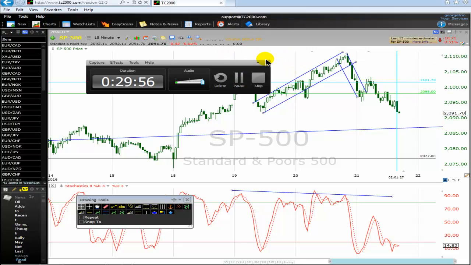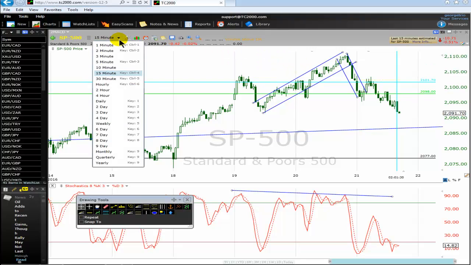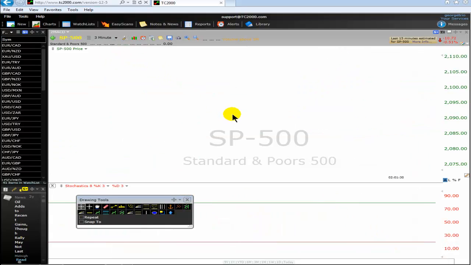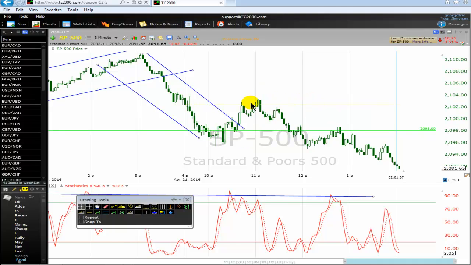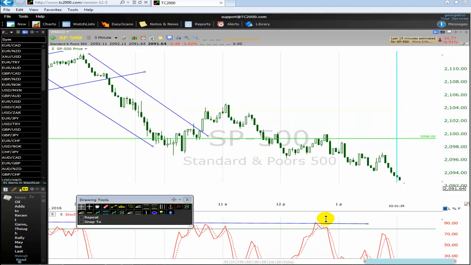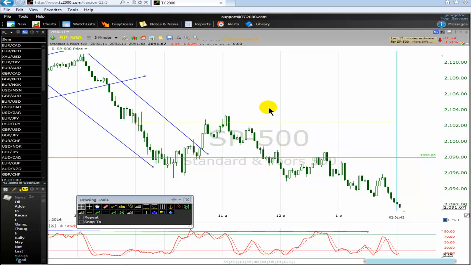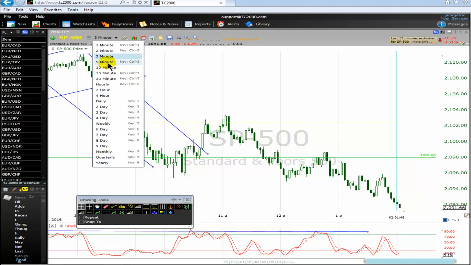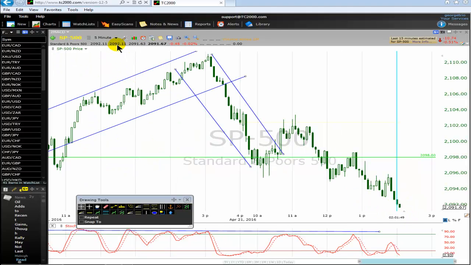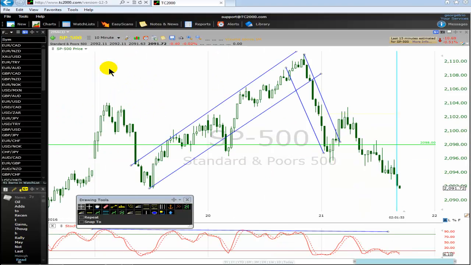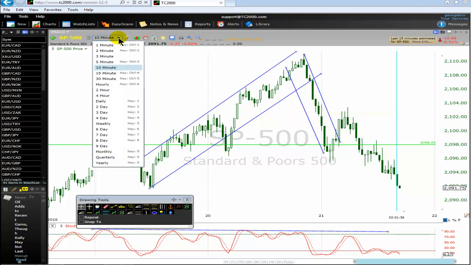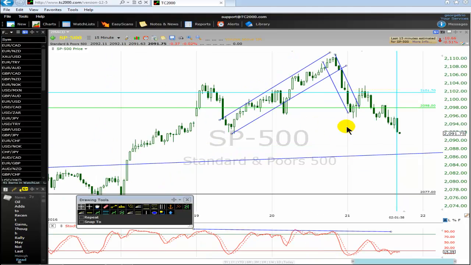Before we go, I want to change my time frame to the 3-minute time frame. That's where I want to be. And then we'll pause it now. In fact, I'll go to the 5-minute time frame so we can have enough room here. Go back to the 10-minute time frame. Now I'm on a 15-minute time frame, and my target is right here. Let's pause it again.